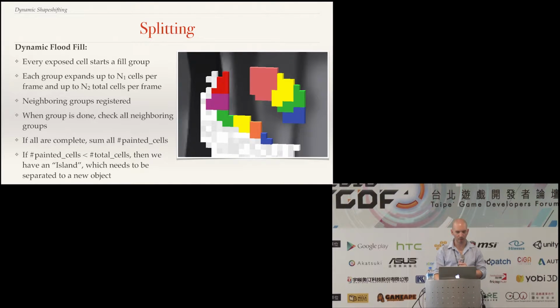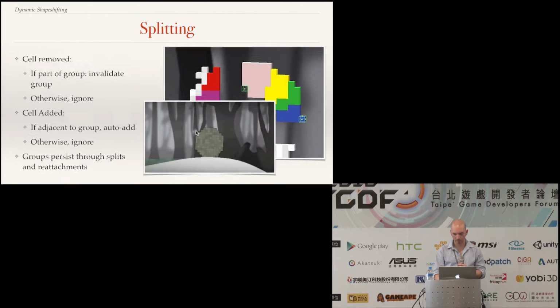But here's the nice thing about it. If a cell is removed and it's part of a group, if it's already painted, then I can just invalidate that group and repaint it again. If it's not part of a group, I ignore it because it will get painted soon. If a cell is added and it's adjacent to a group, like we see in the blue one, then it's auto-added, it's already painted. If not, it will get painted soon. And this is how it looks.